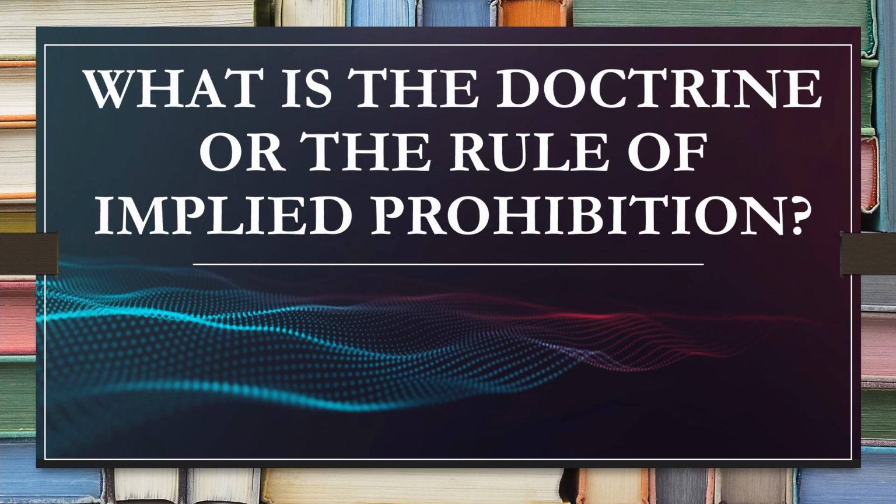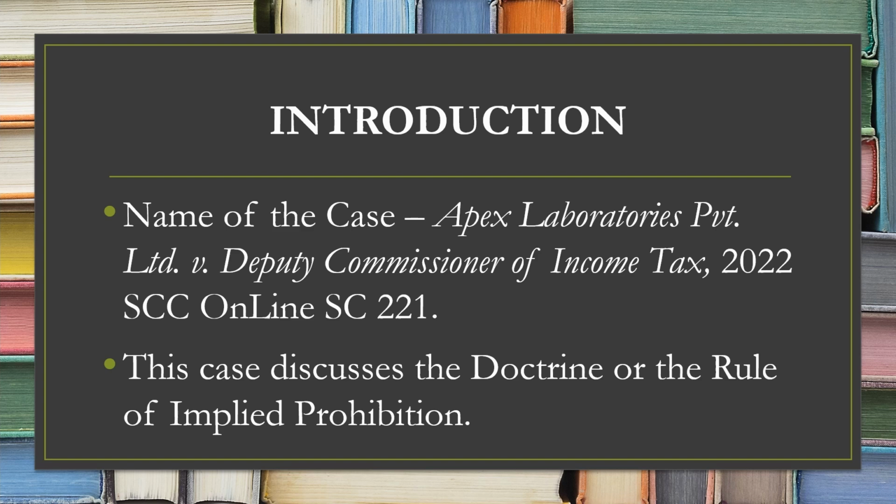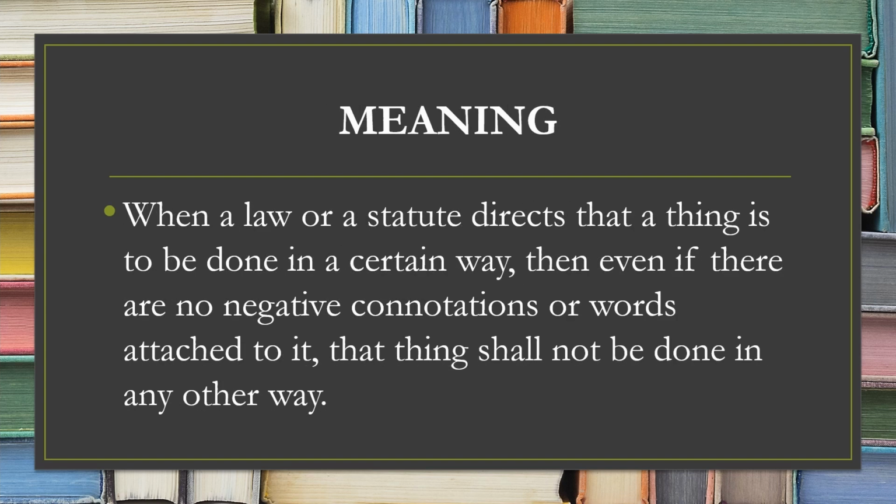Commissioner of Income Tax, wherein the Hon'ble Supreme Court inter alia discussed the doctrine or the rule of implied prohibition. The doctrine of implied prohibition is a principle of statutory interpretation according to which when a law or a statute directs that a thing is to be done in a certain way, then even if there are no negative connotations or words attached to it, that thing shall not be done in any other way.